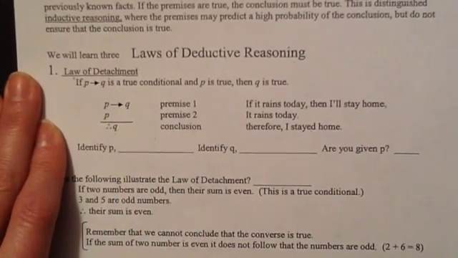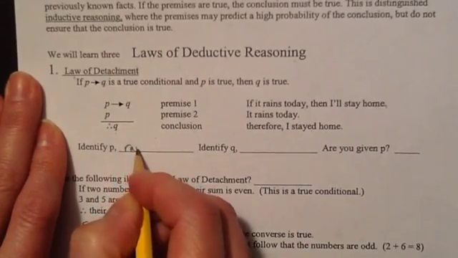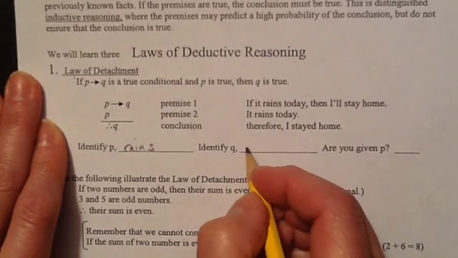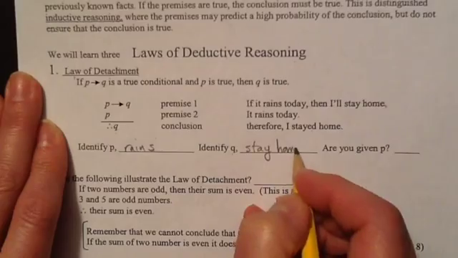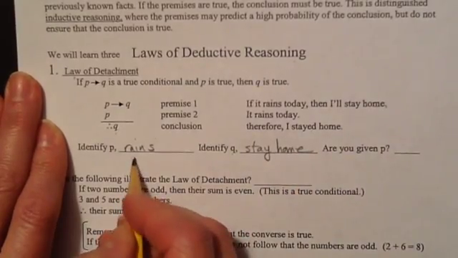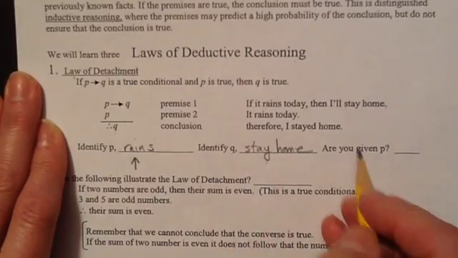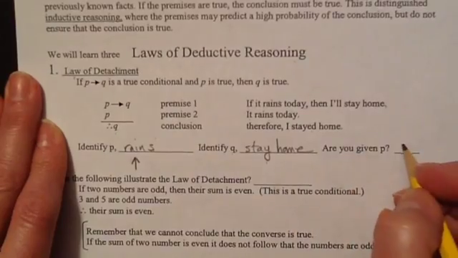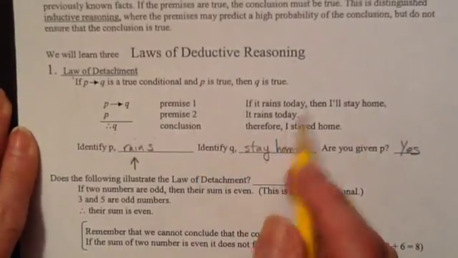All right, so P is our hypothesis, rains. Q is stay home. If I give you that it's raining, then you are allowed to conclude I will stay home. Am I given P? It rained today. That was P. Yes. This is the law of detachment.